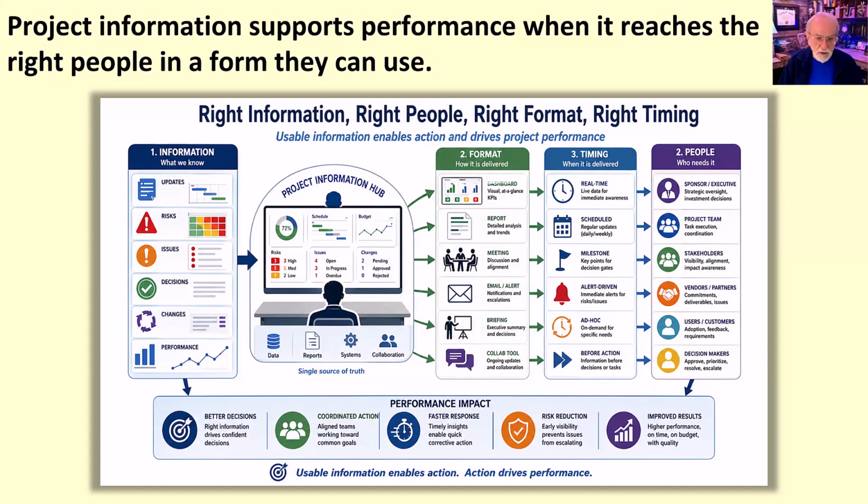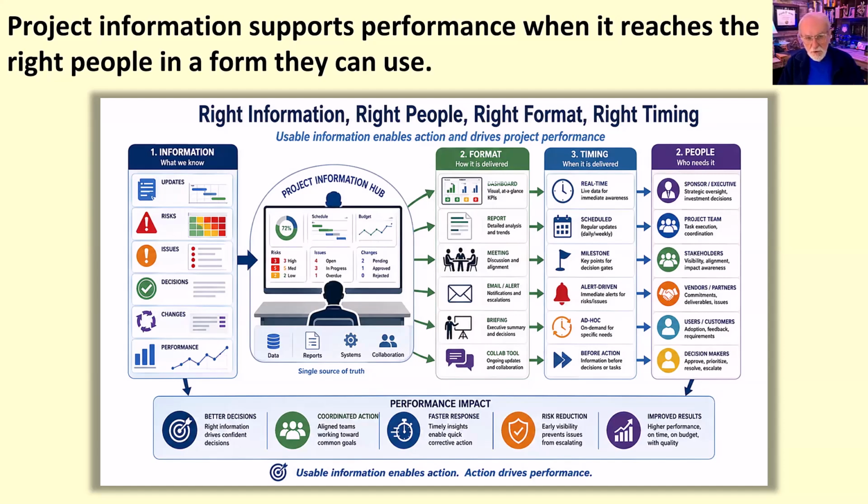The timing also matters. Information that arrives too late may not help anyone make a decision or prevent a problem, but information that's too frequent or too detailed may create overload and cause people to miss what matters most. Effective information distribution supports performance by helping people coordinate work, understand project conditions, respond to issues, and make informed decisions. And determining what information is needed and the timing should all be part of what you've integrated into your communications plan in planning.